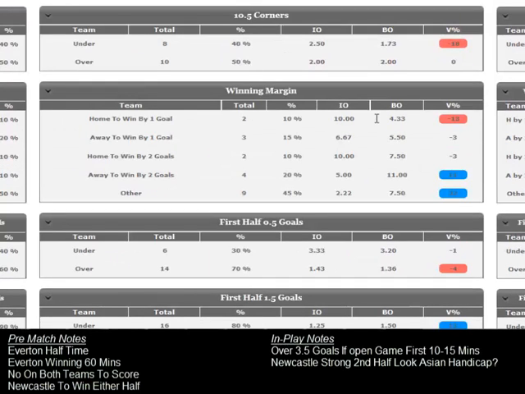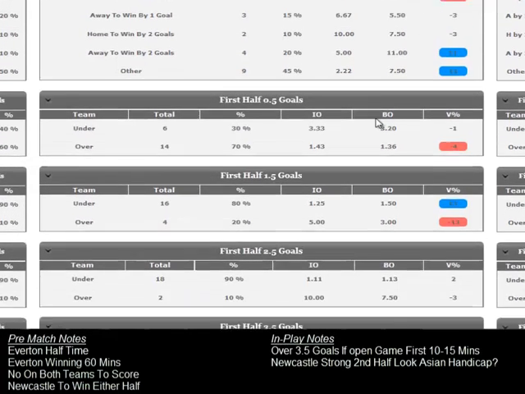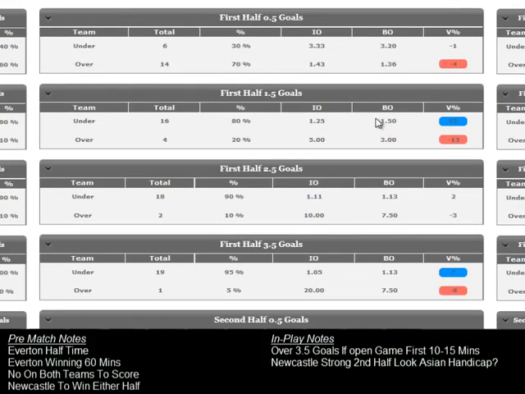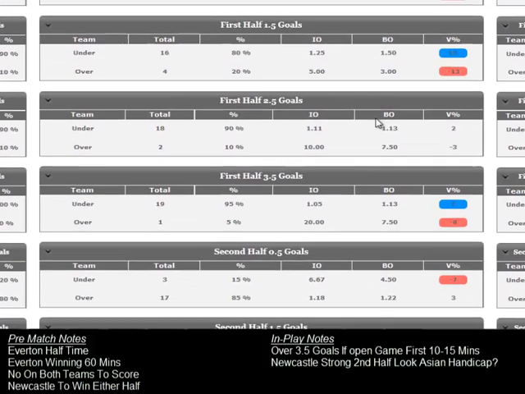I think here, there's nothing really of 50% chance of anything happening here. First half goals under 1.5, again, we're back to that scenario. 80% chance happening, but bookmakers odds 1.5. Definitely one to swerve for us.